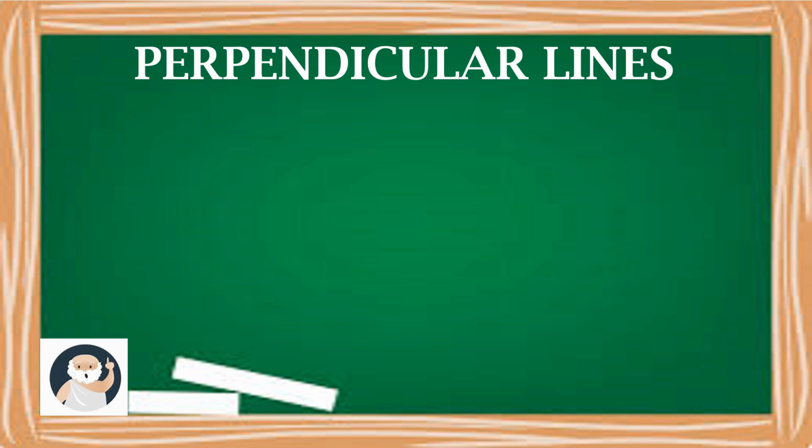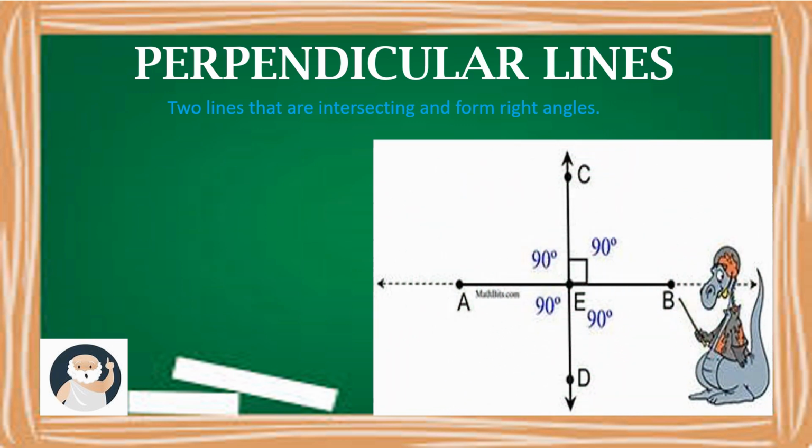What are perpendicular lines? Two lines that are intersecting and form right angles. So, in this figure, these two lines, line CD and line AB, form a 90 degrees angle. 1, 2, 3, 4. 90 degrees angle. So, this is an example of perpendicular lines. So, we'll say line CD is perpendicular to line AB, or line AB is perpendicular to line CD.